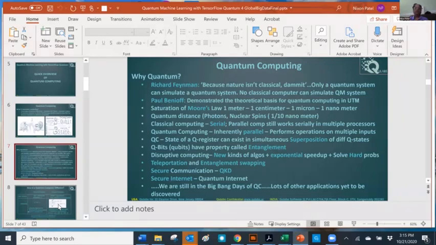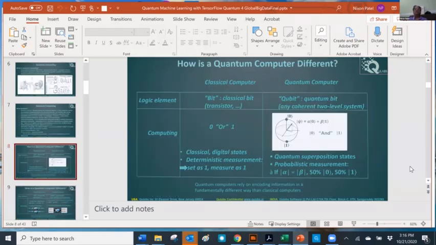Some of these things are also used in secure communication. In the case of your classical internet, there's always a possibility of someone like Eve eavesdropping and capturing your packets while they're being sent from Alice to Bob. But because of the no-cloning theorem, it's pretty secure in quantum communication, which is currently being applied through something called quantum key distribution. So how is a quantum computer different, right?